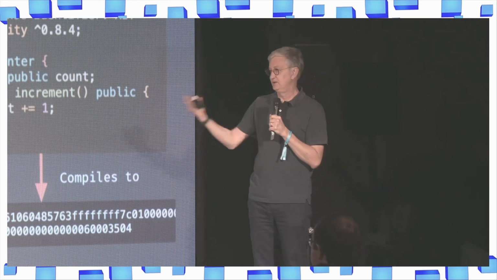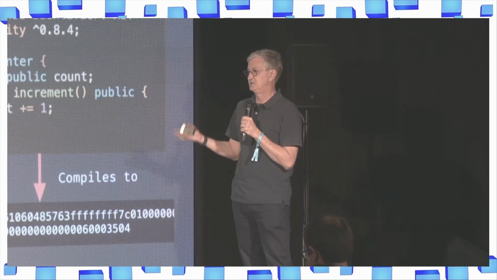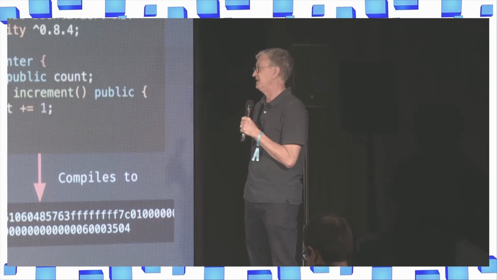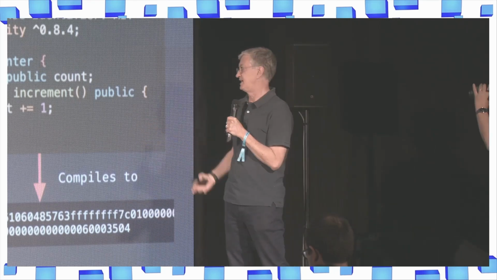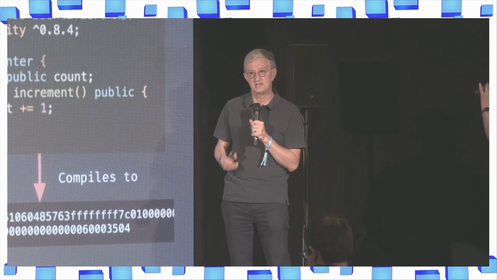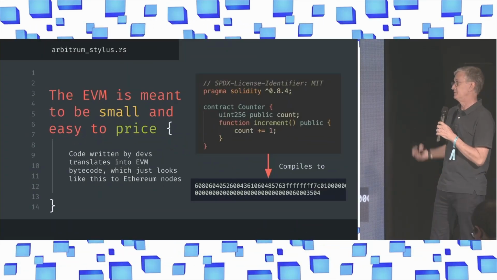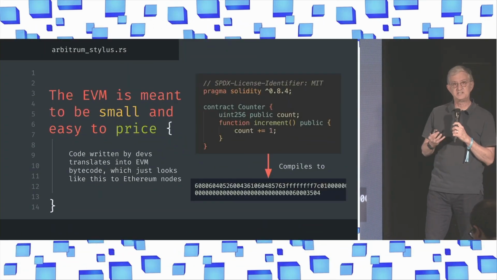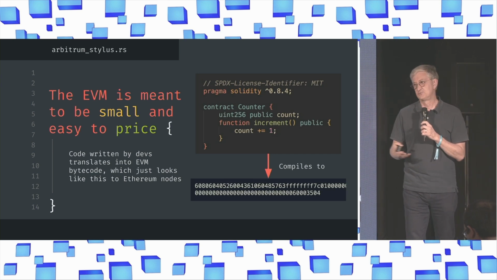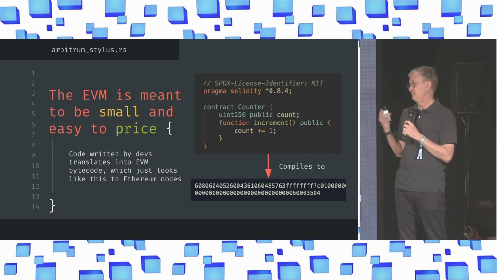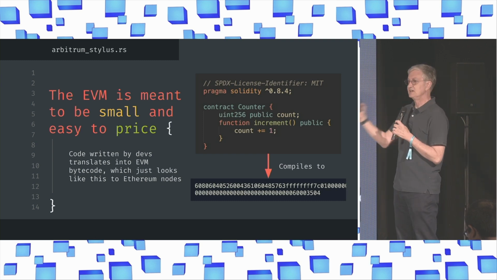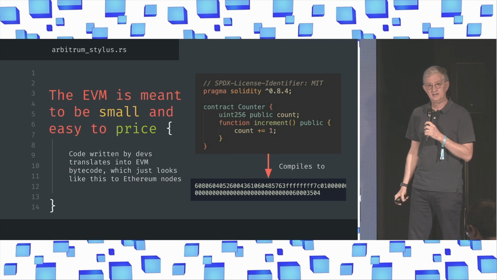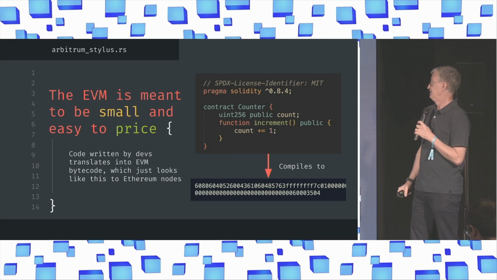Arbitrum has supported, like most of the Ethereum stack has supported, the EVM from the beginning. The EVM was designed for good reason, a design that made sense at the time and still does make sense for a lot of use cases. It was meant to be small and it was meant to be easy to price. This was, I think, one of the really amazing pieces of foresight in the design of the EVM, to think about pricing as an inherent part of the mechanism.